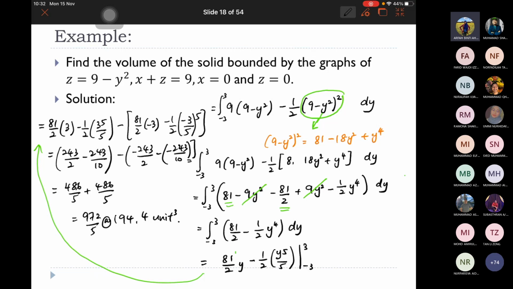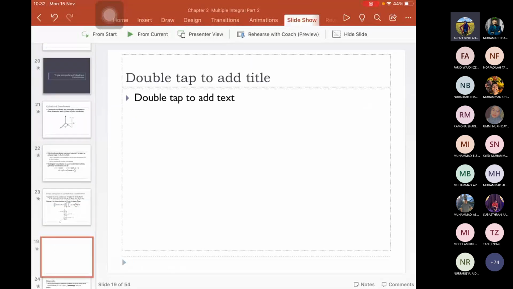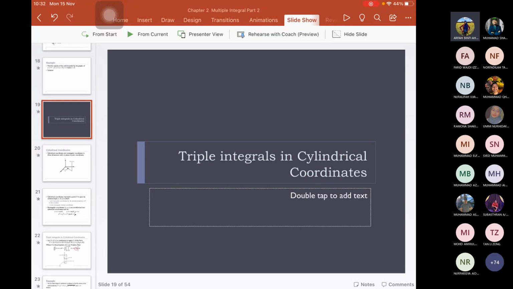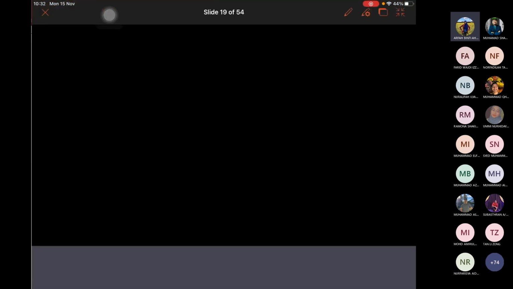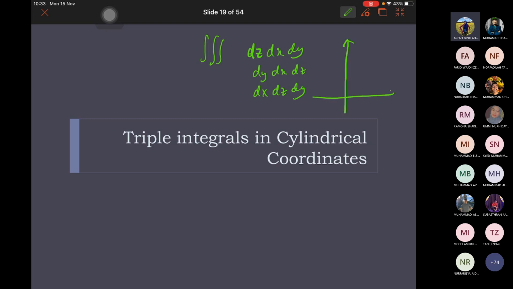Okay, done eh? So, kita tengok the next one. Kita ada triple integral in cylindrical coordinates. So, sebelum ni, awak ada integrate biasa in rectangular region. Kita ada dz, dx, dy, or dy, dx, dz, or dx, dz, dy, for example. And then awak ada sketching of the region. Kalau awak tengok, dia paling-paling pun bentuk kuadratik atau paling-paling pun dia akan ada straight line macam gini. Okay, paksi x, paksi y, paksi z and so on.